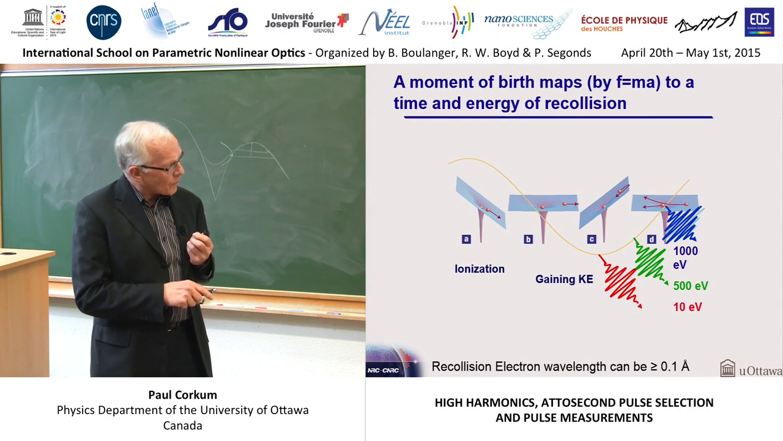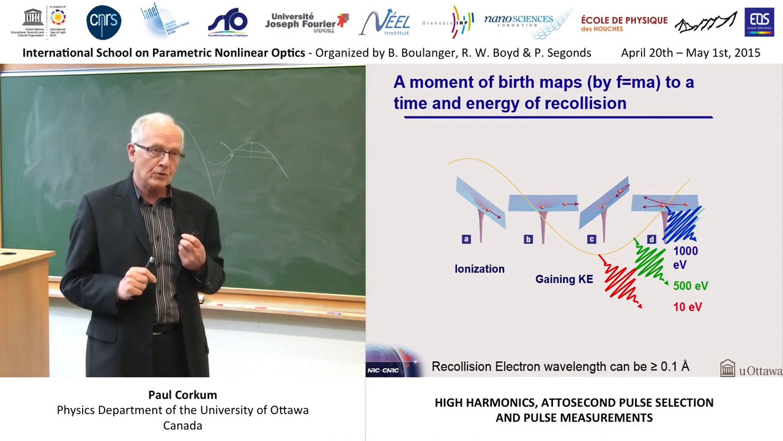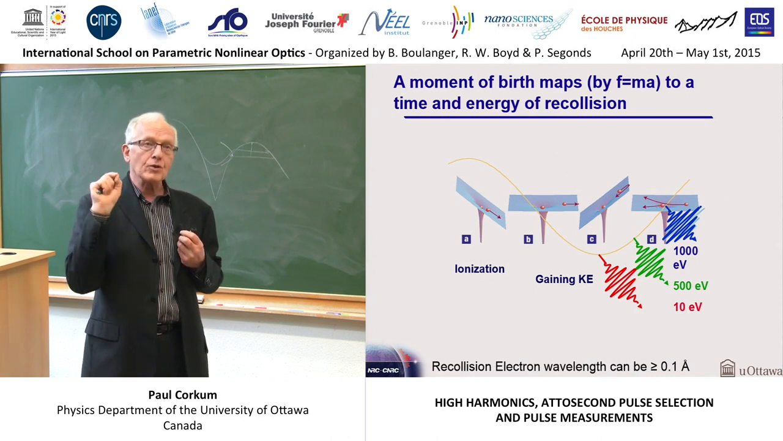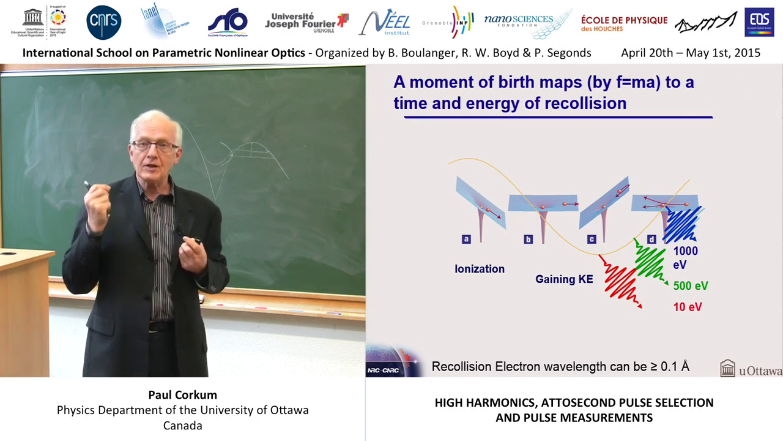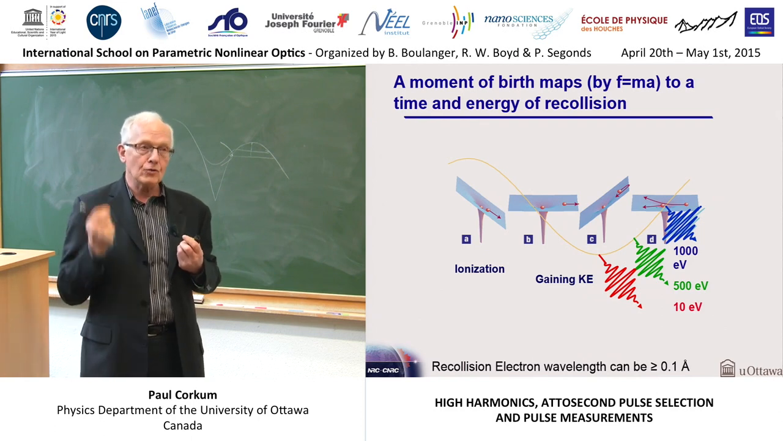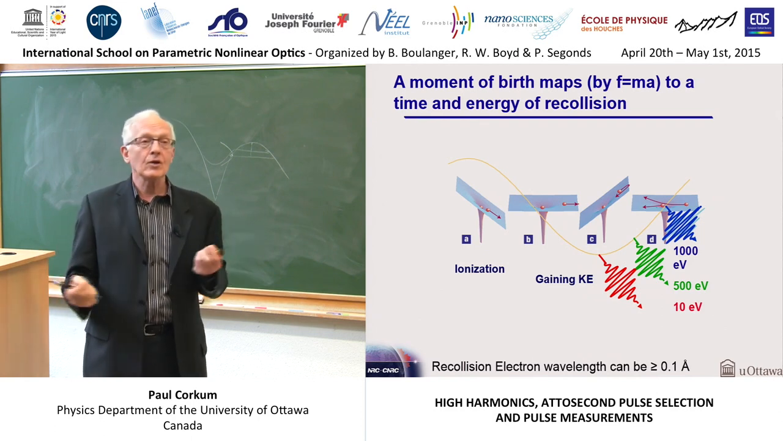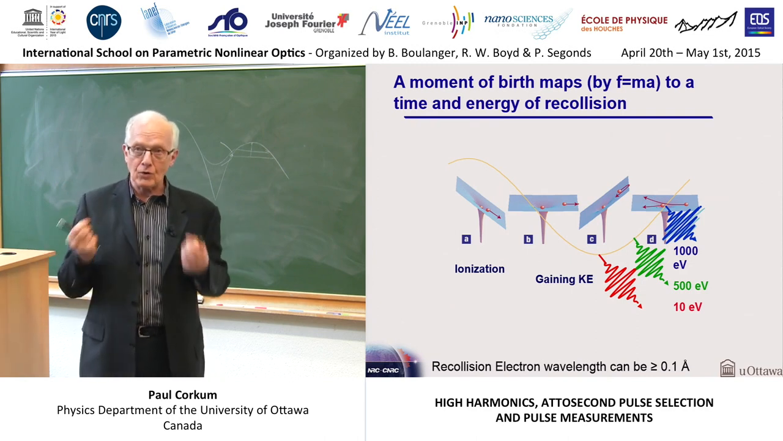In fact, if you think of a 1,000 eV electron, its wavelength is 0.1 angstroms. And so we have something with a resolution limit on the order of a fraction of the separation between atoms deeply inside the problem. We can either use it directly to do diffraction or holography, or we can use it indirectly by what it reports out to the photon.